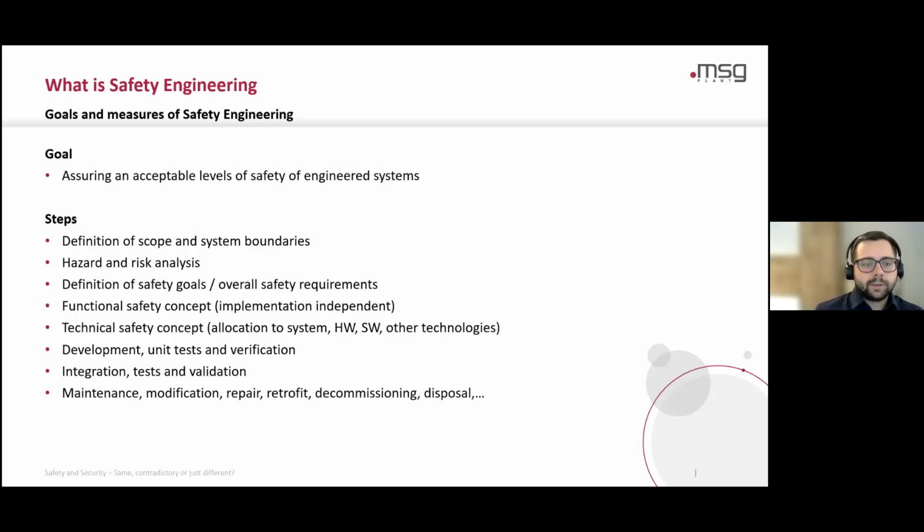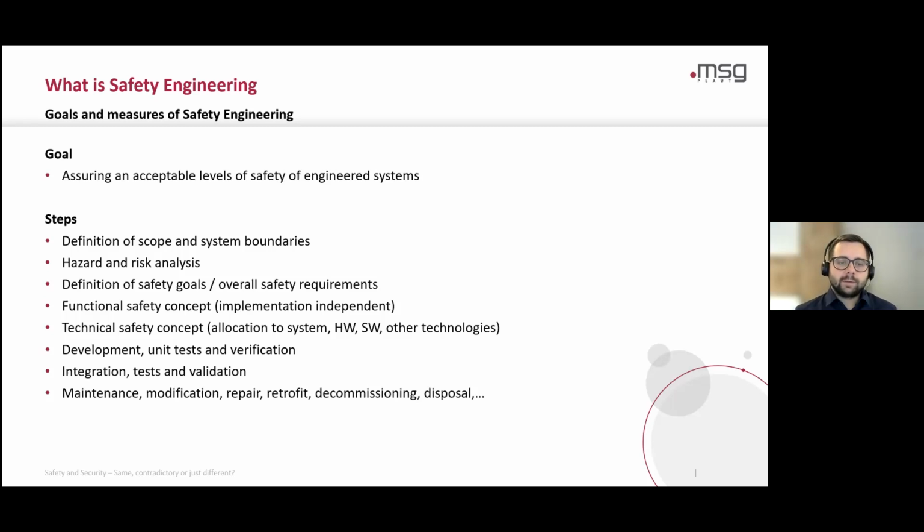Then we need the definition of the safety goals. Based on the hazards we have identified and on the risk we defined for each of these hazards, we then say, okay, these are our safety goals. We want to assure that a car is not accelerating if no acceleration command was given, for example, no unintended acceleration, that the brakes must never fail, and so on. This is the definition of the safety goals.